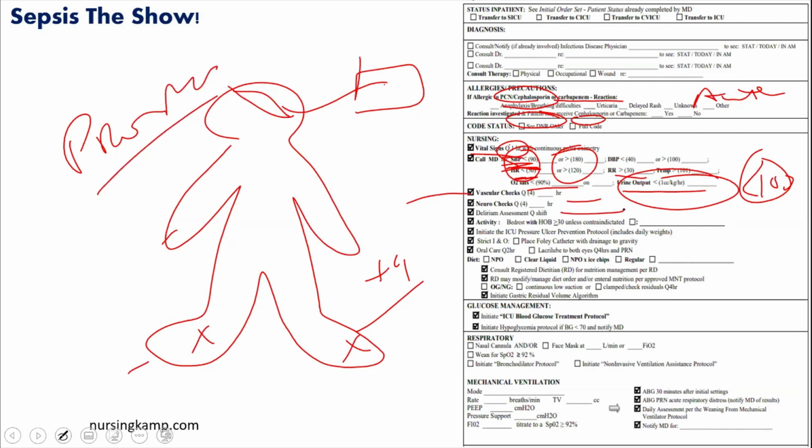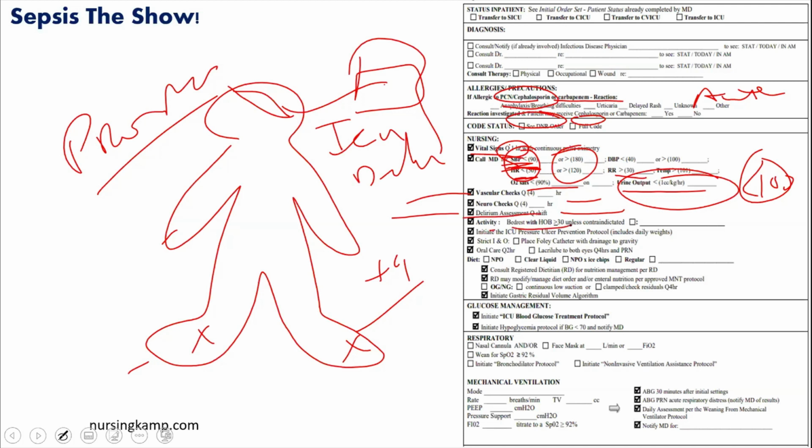Delirium assessment, because of ICU toxicity or ICU delirium, being on all these sedative medications. A lot of times you want to make sure, so you'll do what's called a sedation vacation. So you'll wake the patient up, put them back down, wake them up, put them back down. But you'll do this once a shift. That's what this is. Every shift.